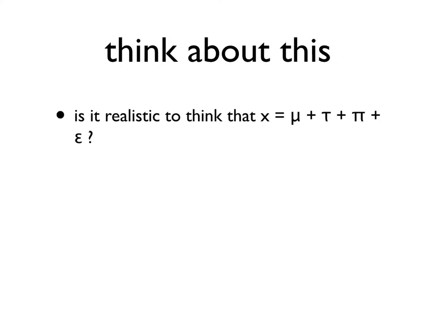Now, you have to think about this a little bit. Is it realistic to think this is actually true: X equals mu plus tau plus pi plus epsilon? In this case it's the same people every time, so it's always Bree, over and over again.